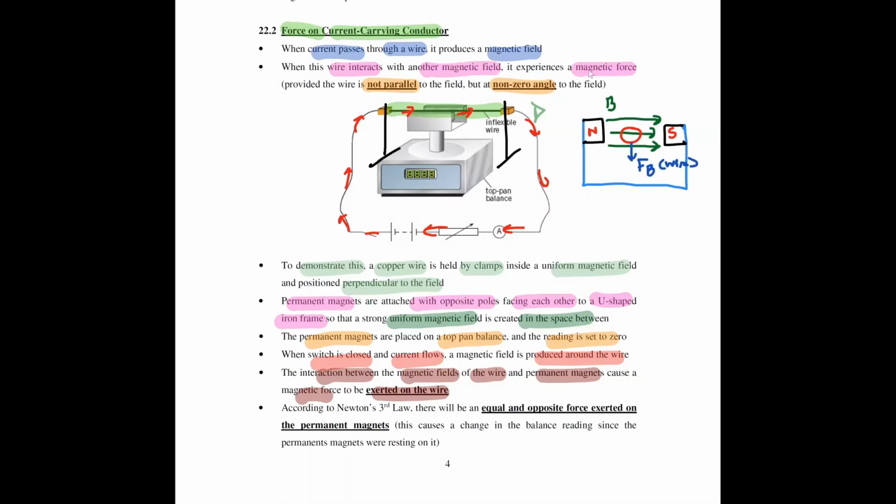According to Newton's third law, the magnet itself should also experience a force. That force will be equal and opposite to the force exerted on the wire. Because if you recall what you learned under Newton's third law in AS, when two bodies interact, they exert equal and opposite forces on each other. So if right now my magnetic force on the wire is downwards, it follows that the magnetic force on my magnet must be directed upwards. Okay, this in turn will cause a change in the balance reading because the permanent magnets were resting on it in the first place.